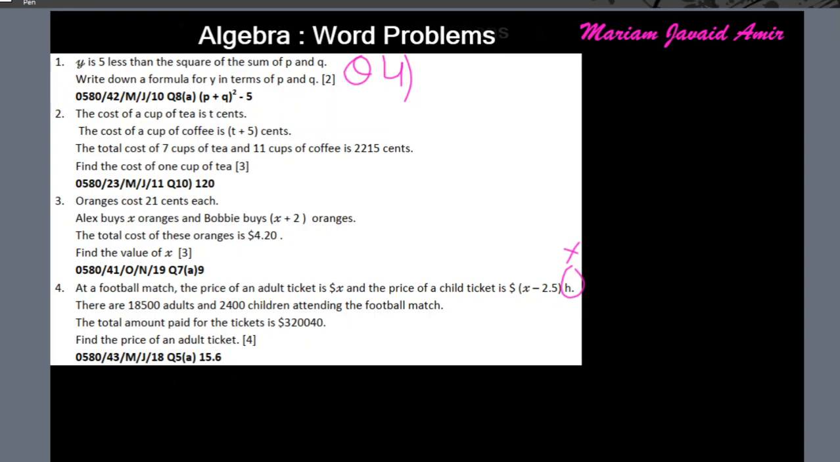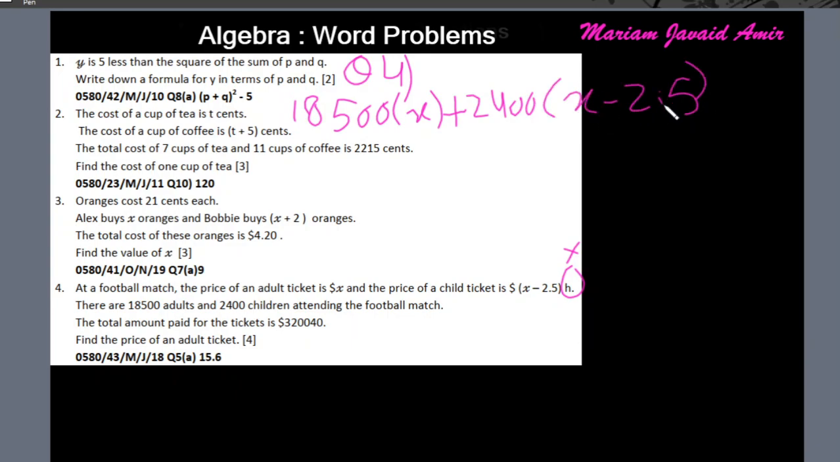There are 18500 adults. So the total cost for the adult tickets would be 18500 times the cost of one adult ticket, plus we have 2400 children and the cost for one ticket is x minus 2.5, and the total amount paid for the tickets is this much, so equals 320040. Now solve this to find the value of x.